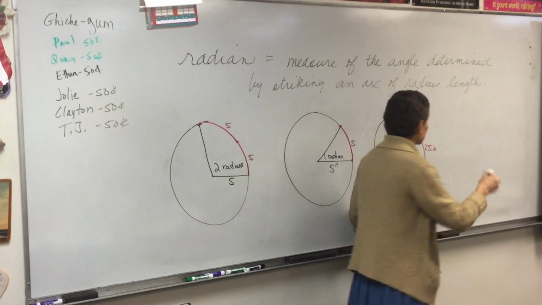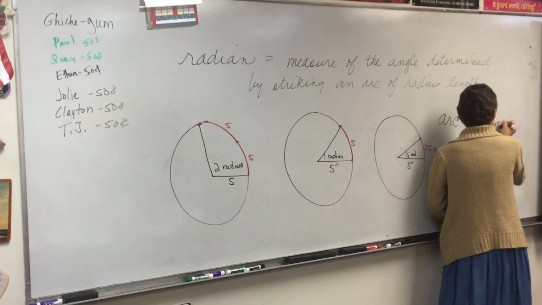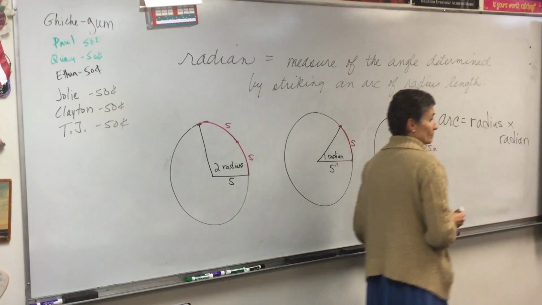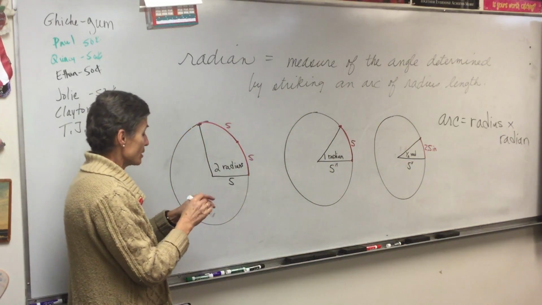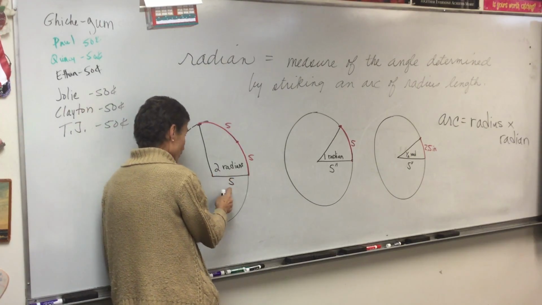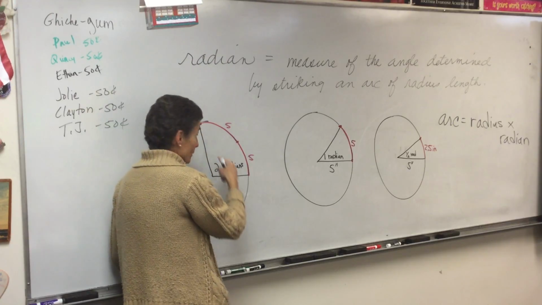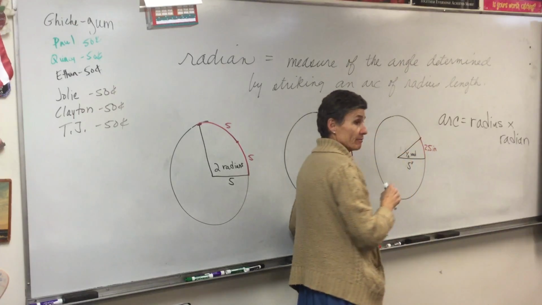They multiply to get together. So in other words, the arc length is the radius times the radian measure of the angle. If you want to know how long your arc is, you're going to take your radius times your radian measure. So 5 times 2, and that gives you 10. Right? 5 times 1 gives me 5. 5 times 1/2 gives me 2.5.